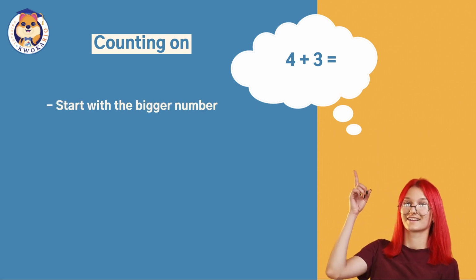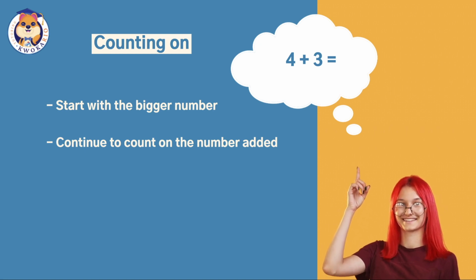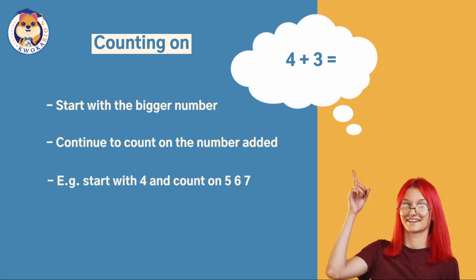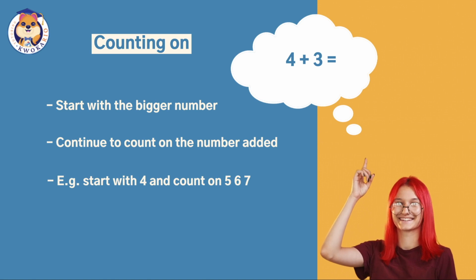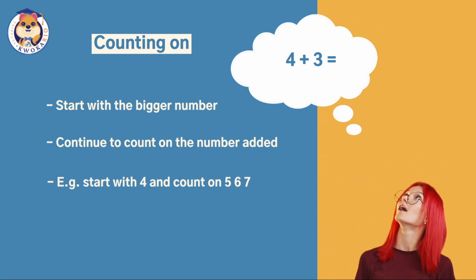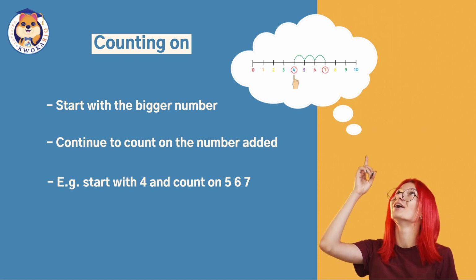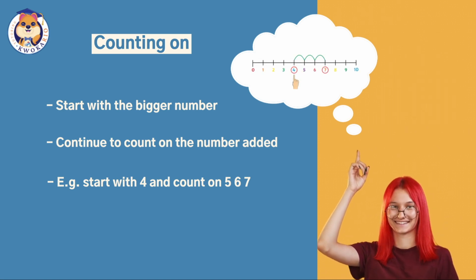First, teach your child to start with the bigger number, and then count on the number added. For example, say 4, and count on 5, 6, 7. The answer is 7. This strategy works well with number lines. Your child can start by using the number line first and then do it mentally.